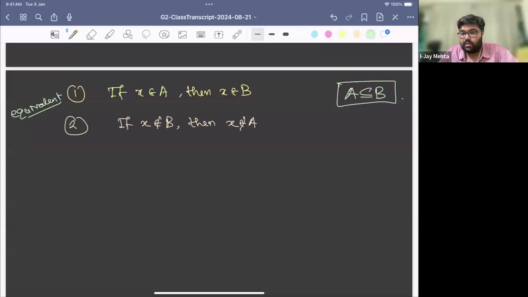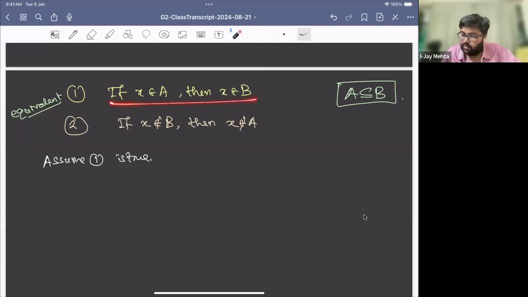So how do we show that they are equivalent? First assume that one is true. So what do I know? I know this is true. That means if X is in A, then I can conclude that X is in B. All of you understand this? This is given to me. I am assuming this is given to me. So what I know is if X is in A, then X is in B. Fine.